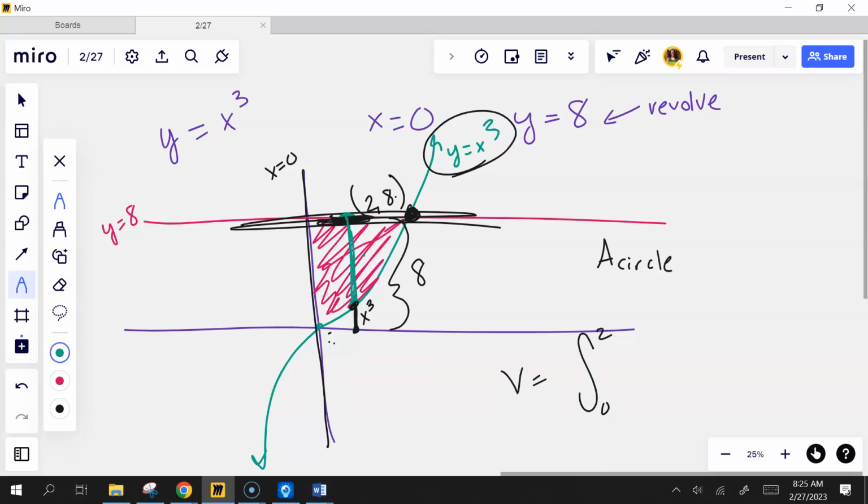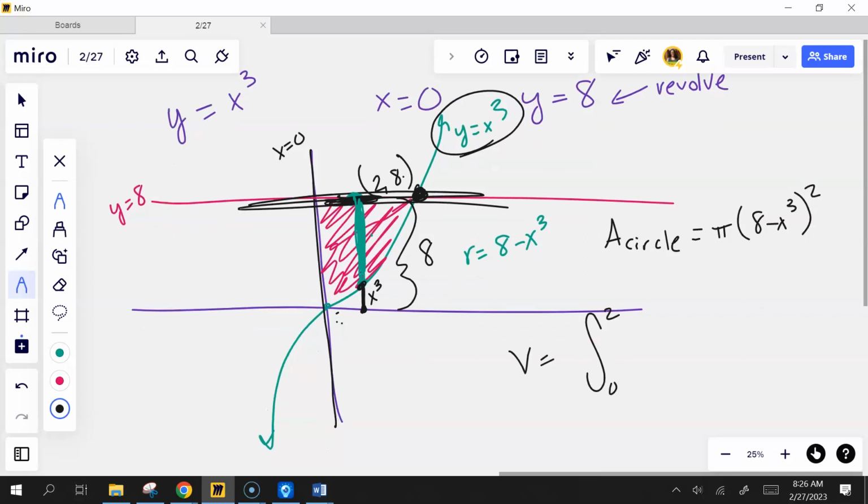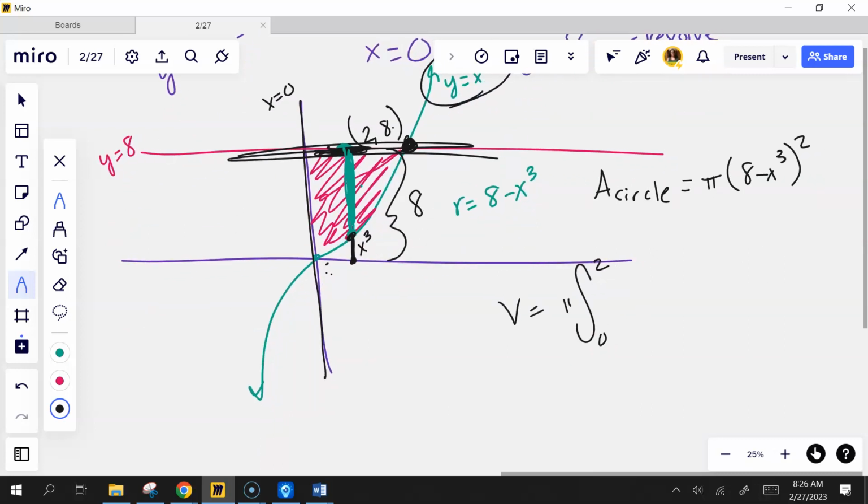So to find the little green area that's left, which is the radius of my circle, I need to do 8 minus that whole x cubed. Does that make sense? So the area of my circle is going to be pi times 8 minus x cubed squared. Again, this is a setup, but do not evaluate. So I'm going to do pi times 8 minus x cubed squared dx.